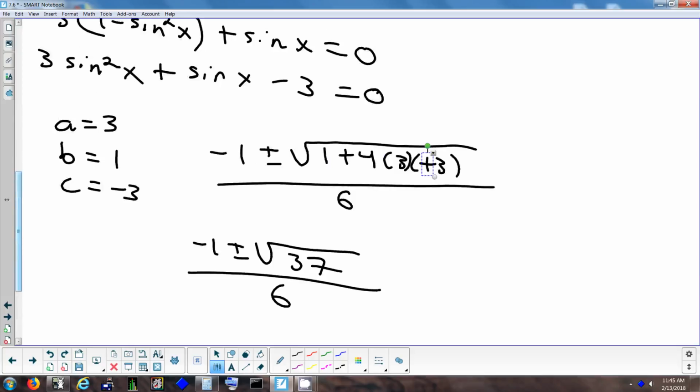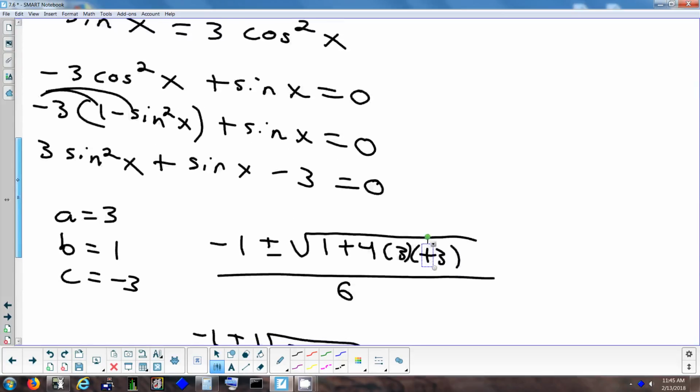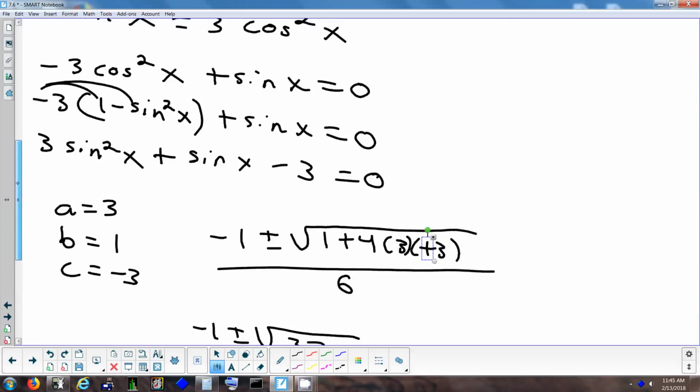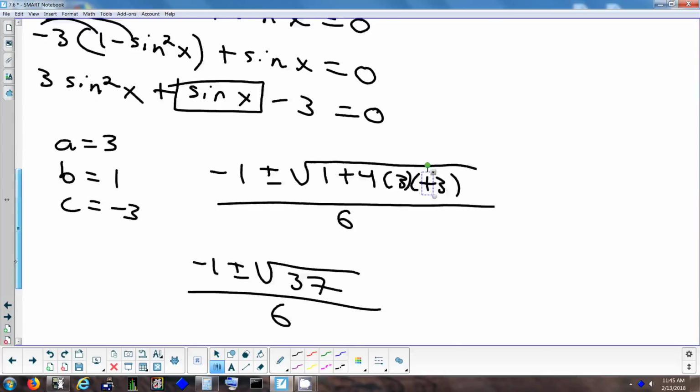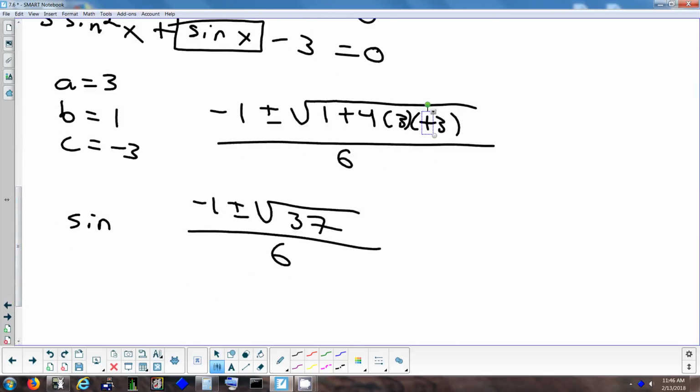Now, if you were doing an algebra problem, that's it, you're done. What did we just solve for? Sine x. You always solve for what's right in the middle. In an algebra problem, it would be just an x. In this problem, it's sine x. Any question up to that step?